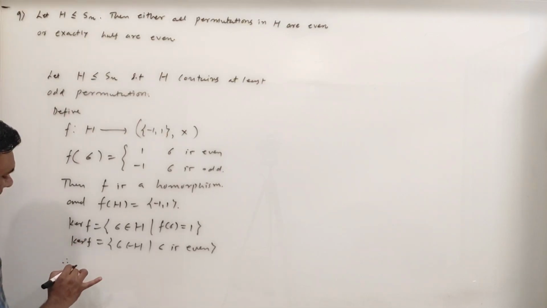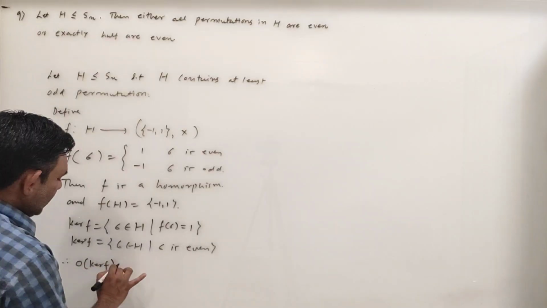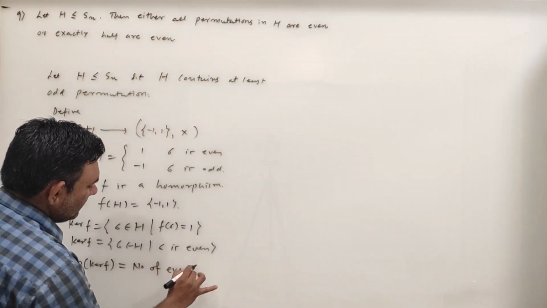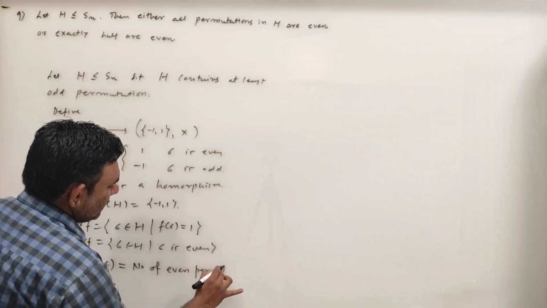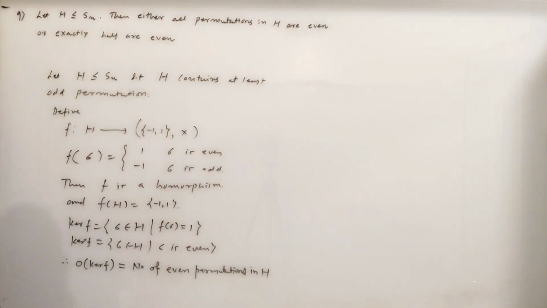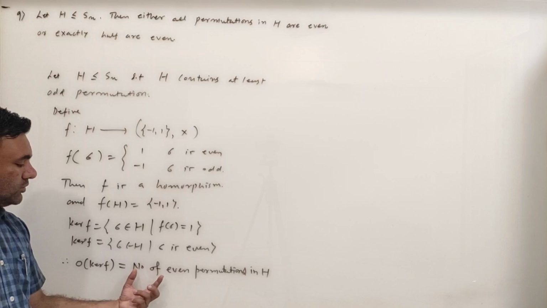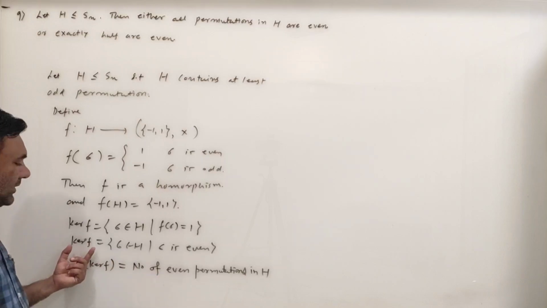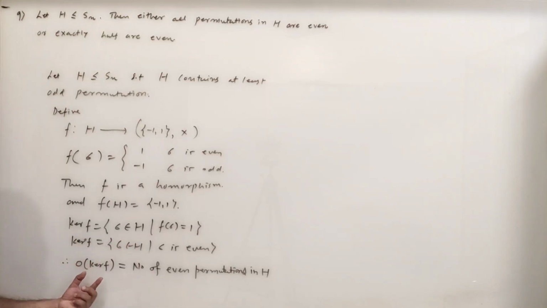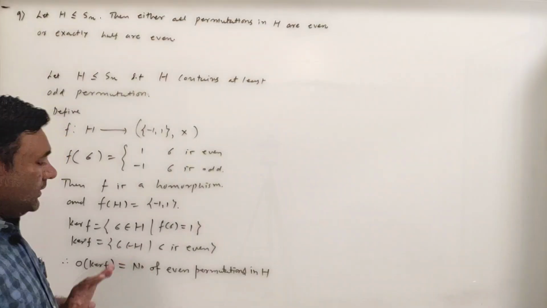So therefore what is the order of kernel of f? Kernel of f का order क्या रहेगा? So it is the number of even permutations in H. H में जितने even permutation हैं, it's total, right? So kernel of f में कितने एलिमेंट आएंगे? जितने H में even permutation हैं. So the order of kernel of f is what? The number of even permutations in H. So that is one thing.